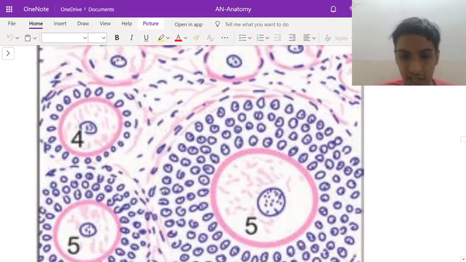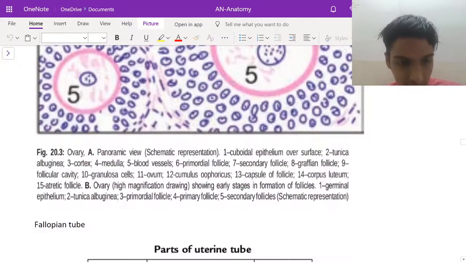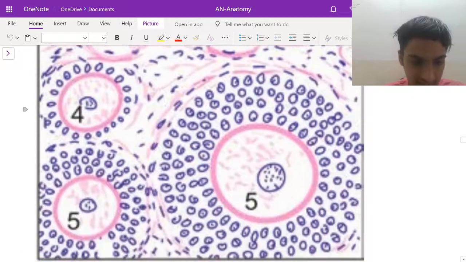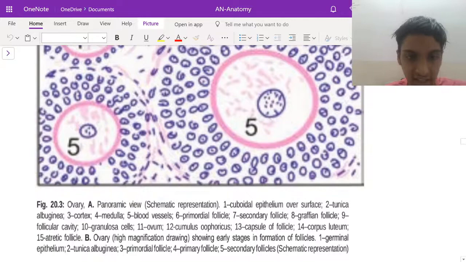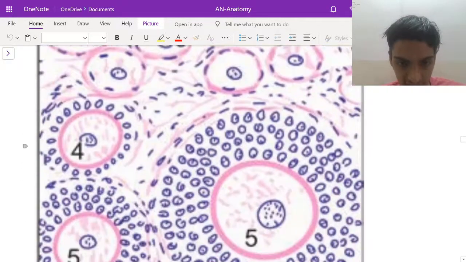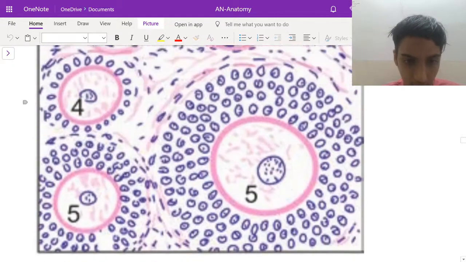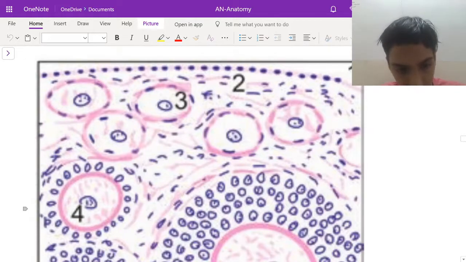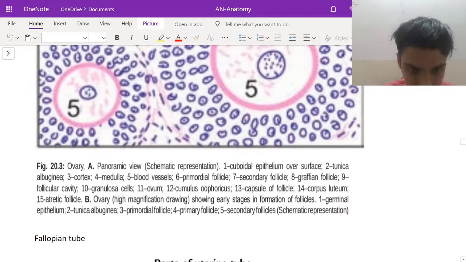Now the histology. So in the histology we have first of all the cuboidal epithelium, the lining. Second one is the tunica albuginea. It even lines the testis, tunica albuginea. And third is the cortex. Here this third what we are seeing, cortex. The fourth is medulla. And the fifth is blood vessels. Here we have a number of blood vessels.